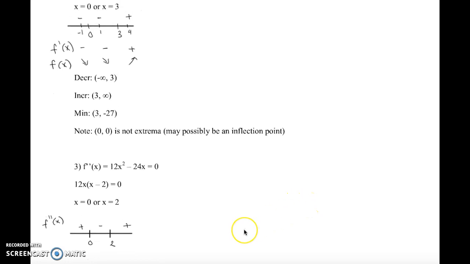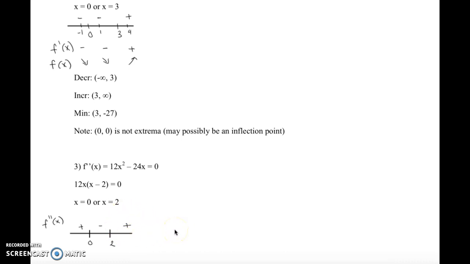So again, we have to test around 0 and 2. When we plug in any value here, let's say -1 to the left of 0, we end up with a positive value in our second derivative. In between 0 and 2, let's say 1, we'll get a negative value. And past 2, we end up with a positive value again.